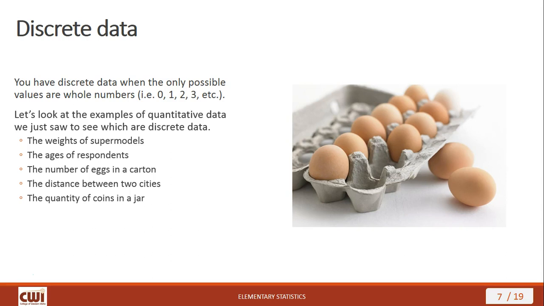First, let's look at the weights of supermodels. Well, the weight of anything is going to be described not just with a whole number, but with a part of a whole as well. So it's very, very uncommon for someone to be exactly a whole number of units of weight, whether you're talking about pounds, kilograms, what have you. So weights of supermodels would not be an example of discrete data.